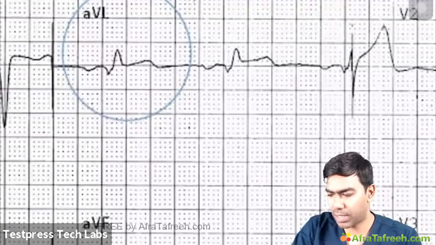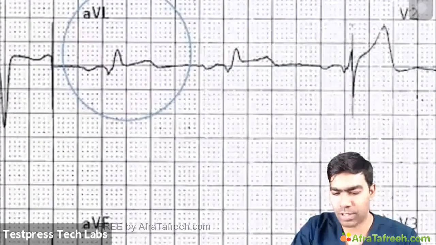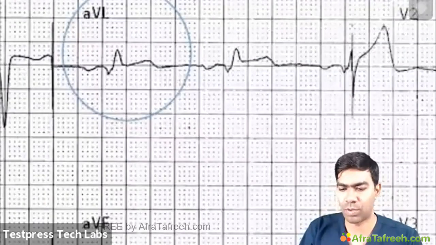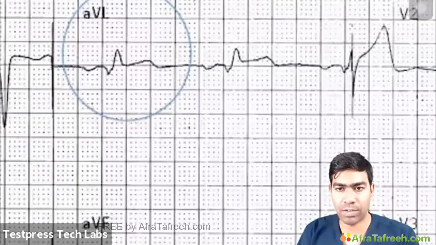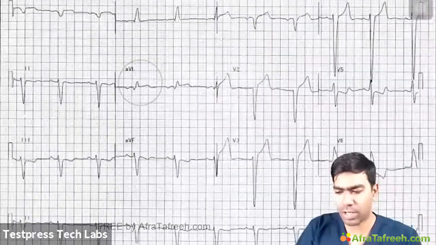Concordance. So what do you mean by concordance? You have the QRS. So you see a QRS in the same direction and the T wave also in the same direction. So of course it's going to be a concordance. So definitely this must be a STEMI in the setting of a left bundle branch block. So this is how Sgarbossa criteria makes sense.